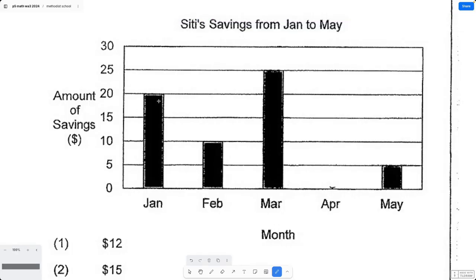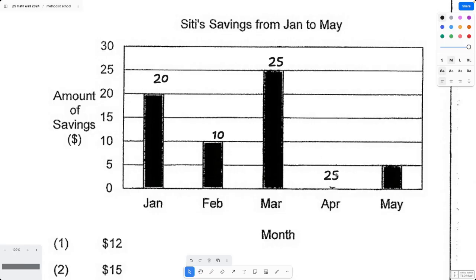Okay, let's write down how much. For January it's $20, pretty straightforward because over here it's just 20. For February, this is $10. For March, you guessed it, $25. And then April is sadly 0, kosong, tak ada, 0. And then May over here, this is 5.